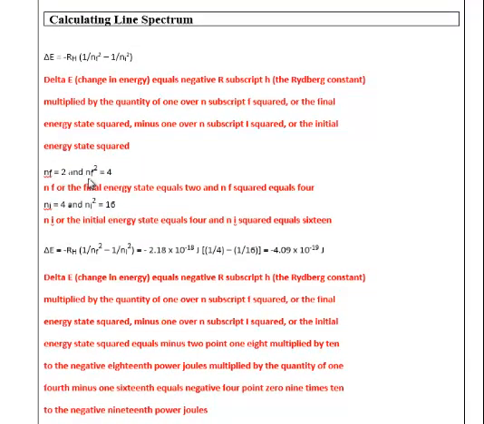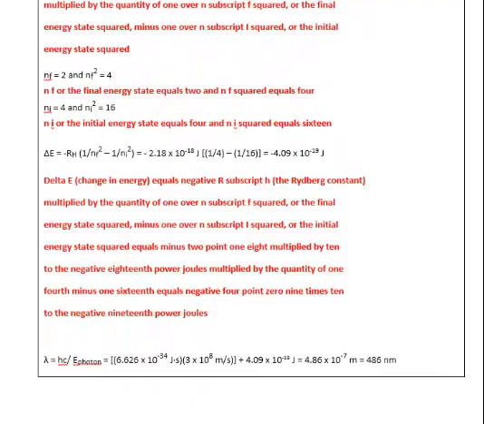nf equals 2, nf squared equals 4. ni equals 4, ni squared equals 16. Delta E equals negative R subscript H multiplied by the quantity of 1 over nf squared minus 1 over ni squared, which is equal to negative 2.18 times 10 to the negative 18th joules multiplied by the quantity of 1/4 minus 1/16, equals negative 4.09 times 10 to the negative 19th joules.